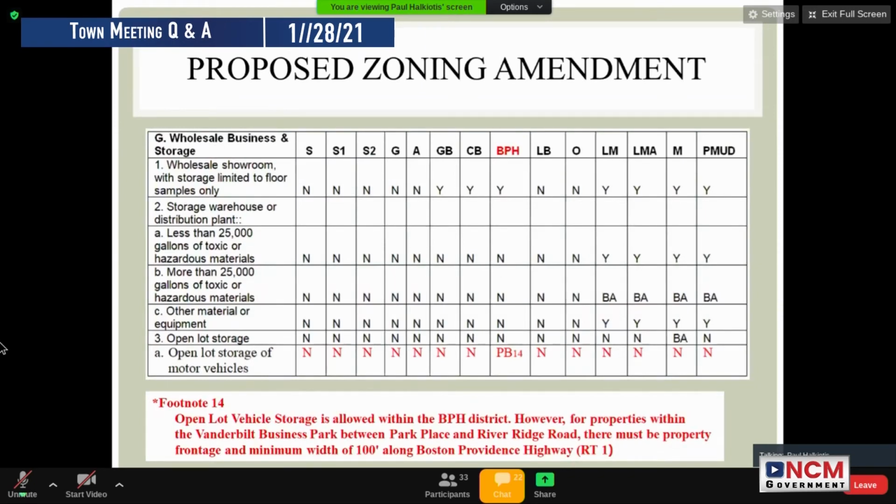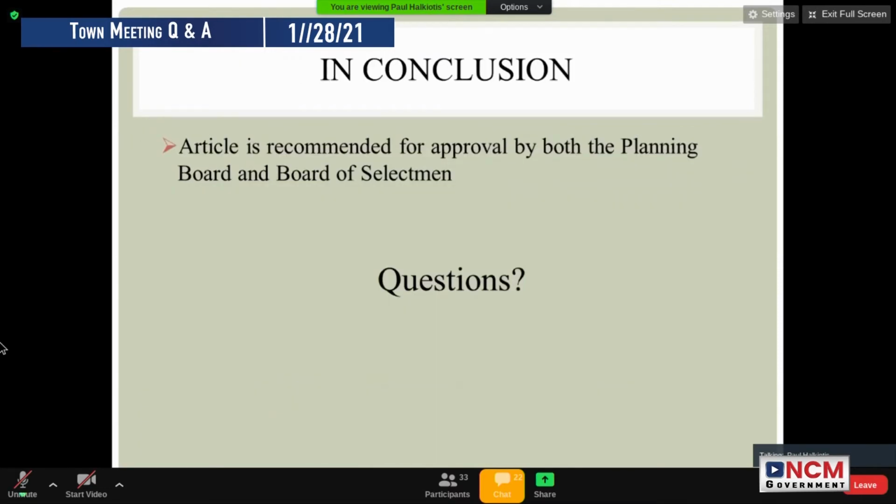This is the section of the table of use regulations. It shows that under this category of wholesale business and storage, down at the bottom, we create this new use, open lot storage of motor vehicles. And if you look across the board where the zoning districts are listed, that particular use is now prohibited. No is the N there. And that's in all the zoning districts, except for BPH, that new Boston Providence Highway District, if Article 12 does get approved. And the footnote helps to protect Vanderbilt Business Park from becoming a big open lot storage area. The planning board has worked on this closely with the selectmen, and both boards recommend that you support this particular article. That's all I have on this, and I would be glad to answer any questions.